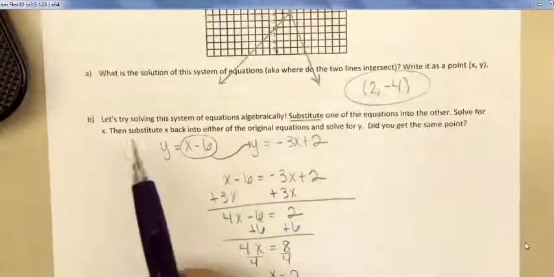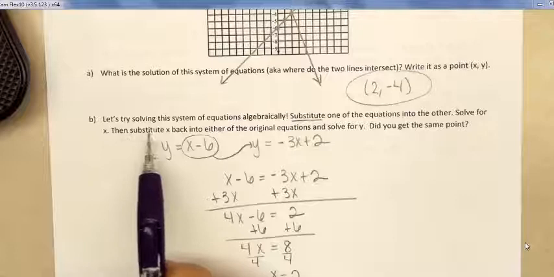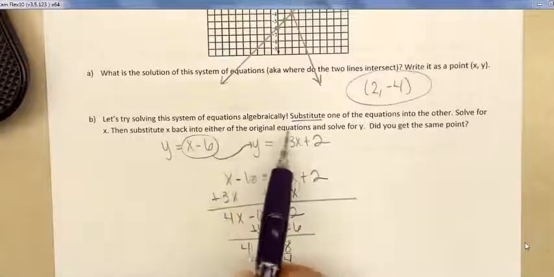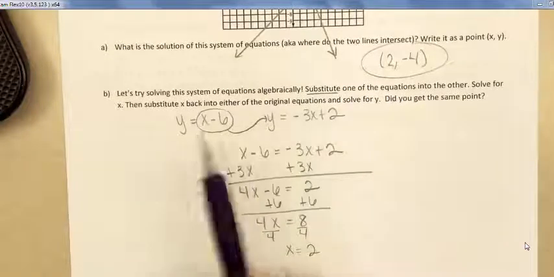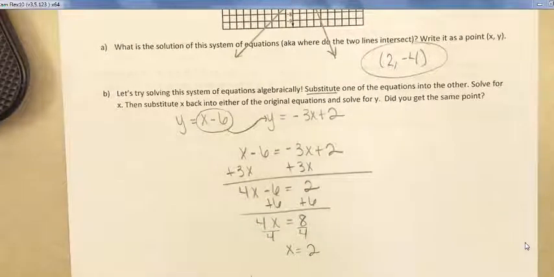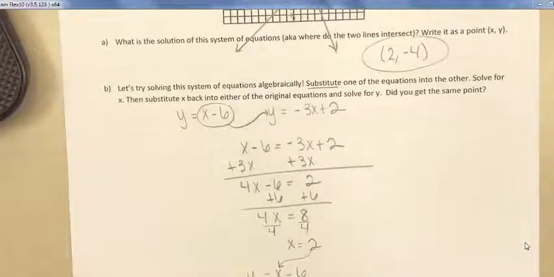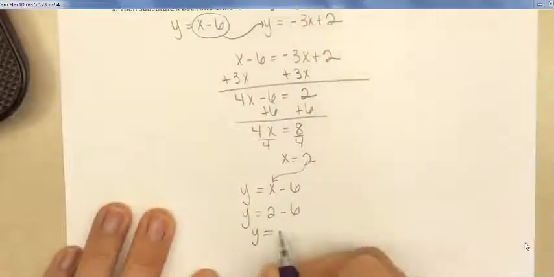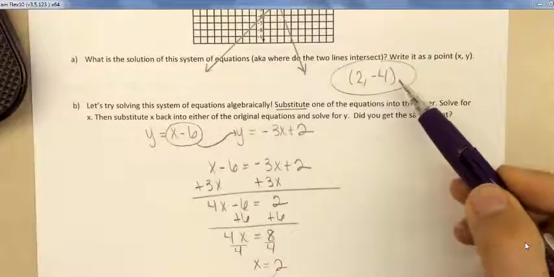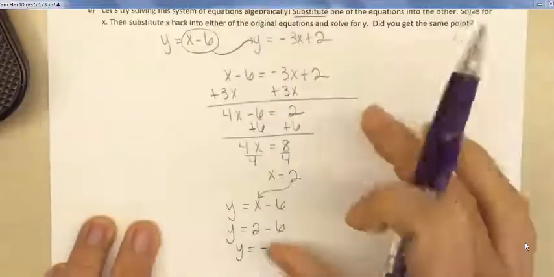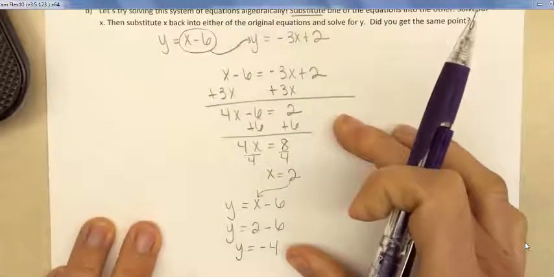And now, the next thing we're going to do is substitute x back into either of the original equations and solve for y. So pick one of these two equations. I'll take the first one. I'll substitute that back in. So I end up with y equals negative 4. Notice that's the y value of my solution. So this is how we do it algebraically using substitution.